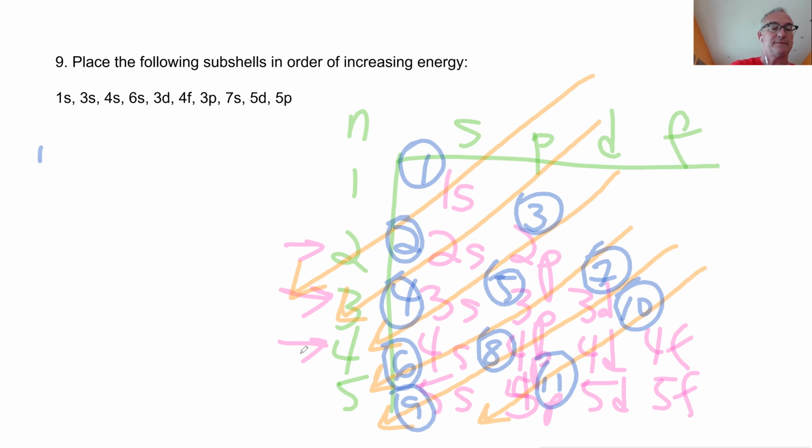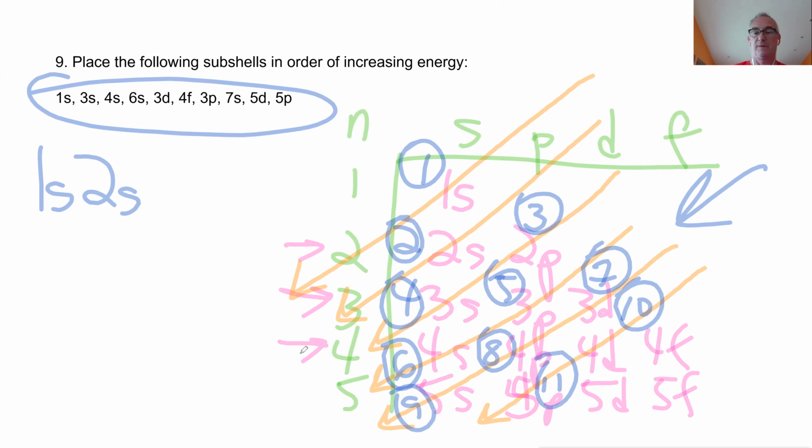So the first would be 1s. What's the second one? In order, the order that we figured out over here. 2s. And then you can use that to reorder these. So 1s, 2s, what's after that? 2p. Yep.